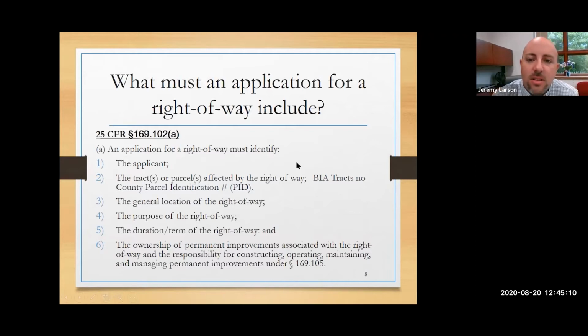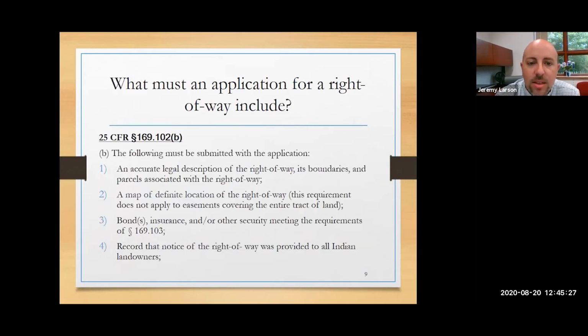So here's another slide that goes along with everything I just talked about, the applicant. And all of these things need to be included with the application package. Again, the legal description, the map of definite location, and if there's going to be a bond, insurance, we require that because of possible damage. If it's a brand new right-of-way, there could be digging involved, and other things such as bringing in equipment that would need to be replaced on the land because of a divot or whatever happens to the land itself.